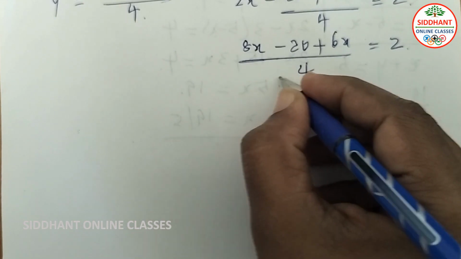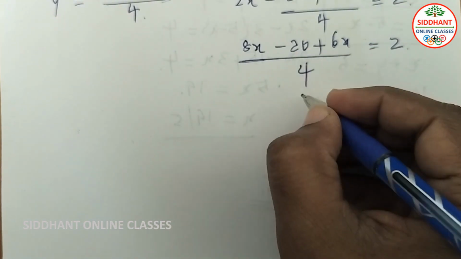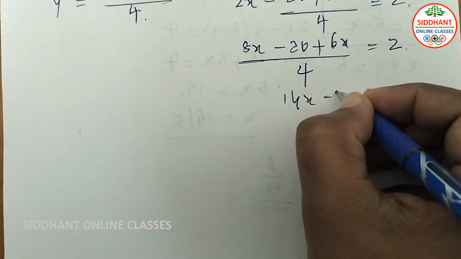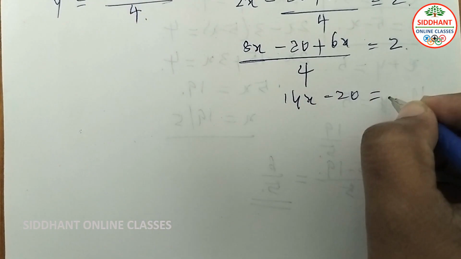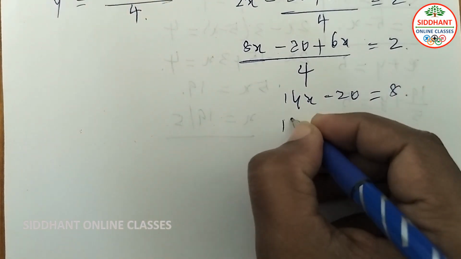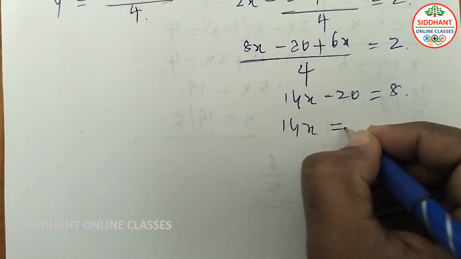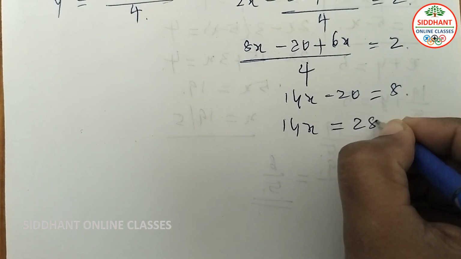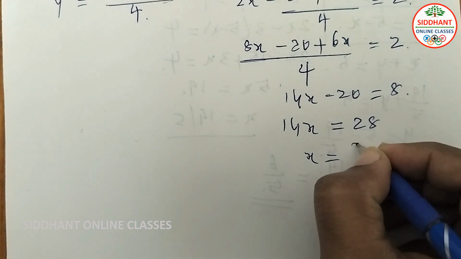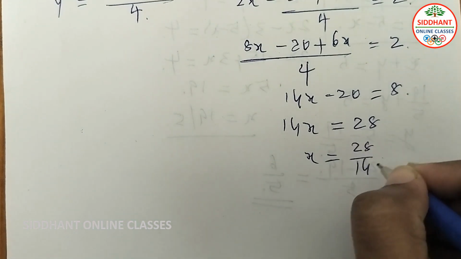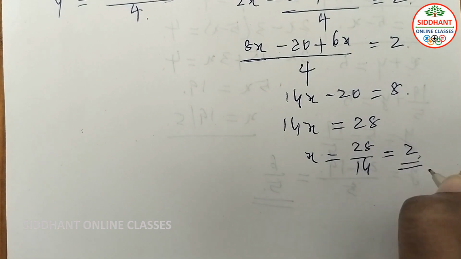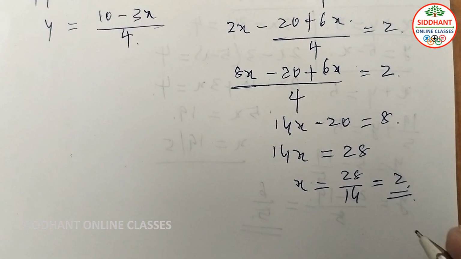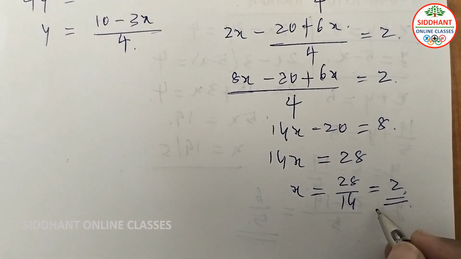So now 8x plus 6x, 14x minus 20, and 4 into 2, which is 8. 14x equal to 20 plus 8, 28, and x equal to 28 by 14, which is equal to 2. So we got x equal to 2.